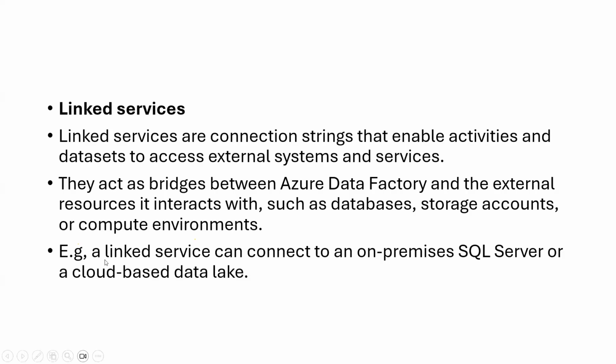Here is an example: a link service can connect to an on-premises SQL server or a cloud-based data lake. So basically link service, it can connect to on-premises SQL server or cloud-based data lake. It can connect, okay, anything. Basically external services or internal service it can connect.